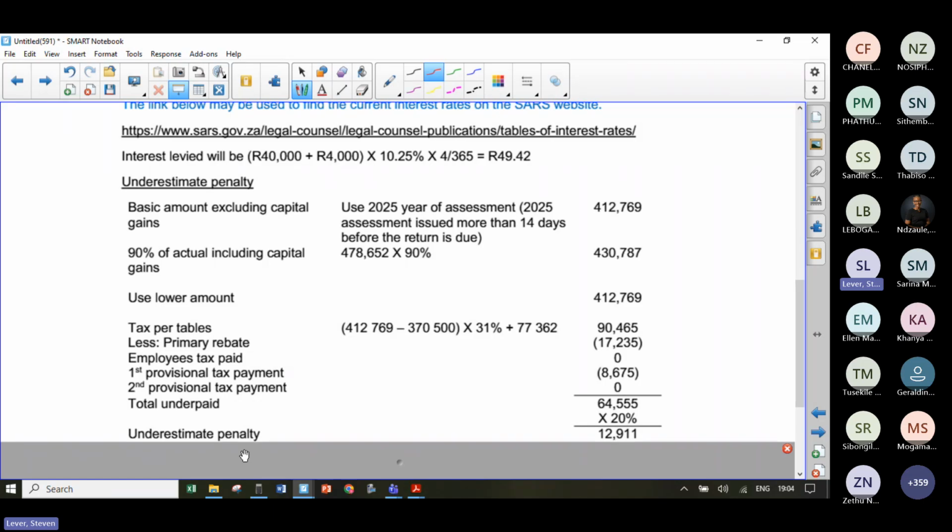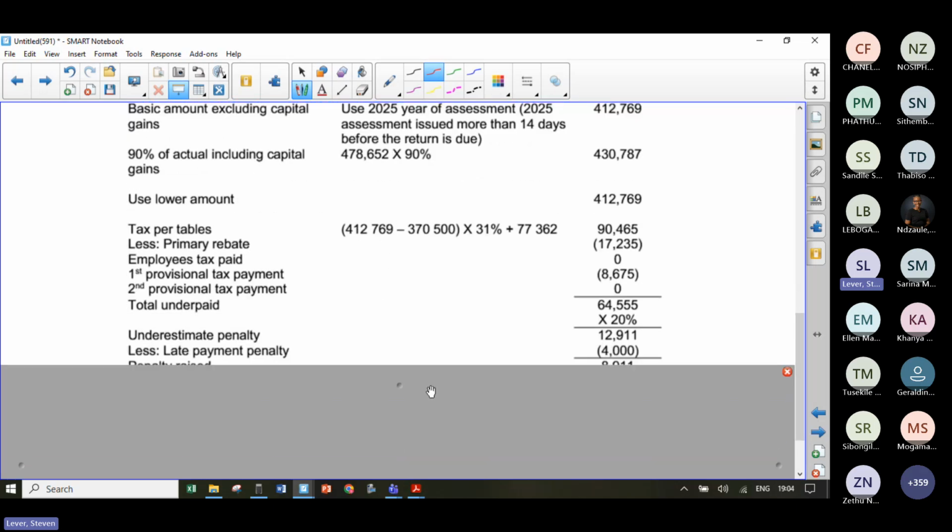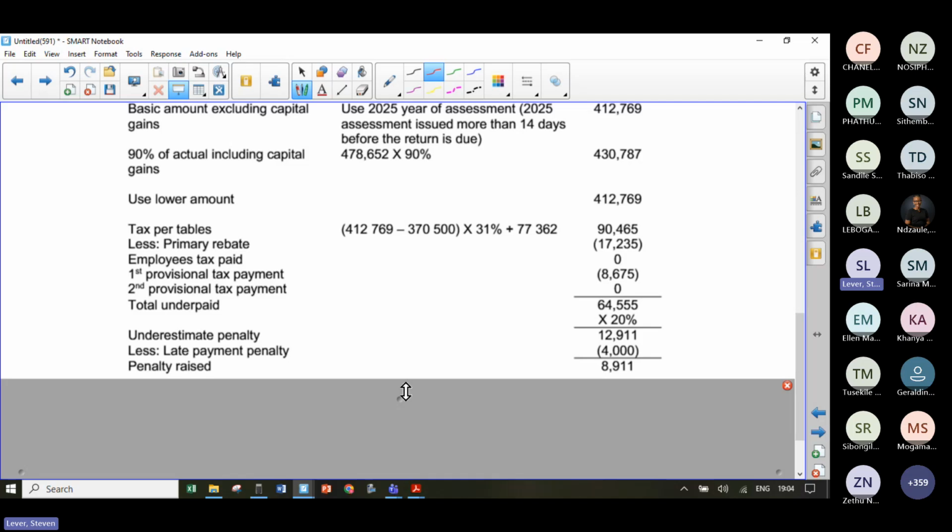However, what they do inside the Act is say we are not going to double penalize you on the late payment as well as on the underestimate. So if you made a late payment, whatever you paid for the late payment penalty, you can take off your underestimate penalty. Like for the 4862 guys in your additional questions, you will see that the late payment penalty is bigger than the underestimate penalty, and you didn't have to pay any underestimate penalty. So you need to remember your late payment penalty is taken off this one.